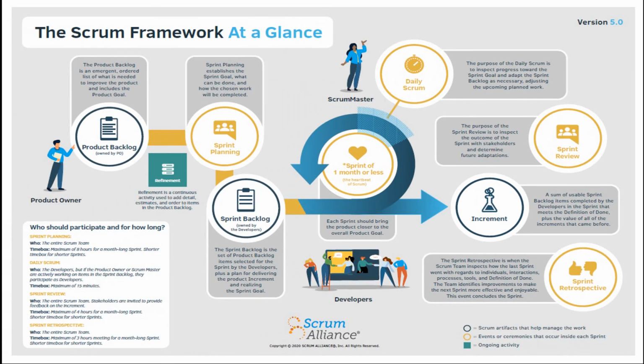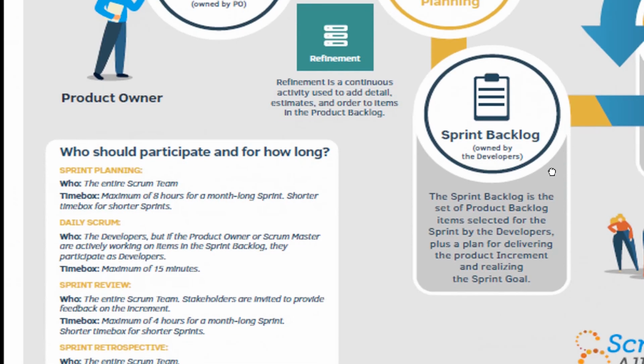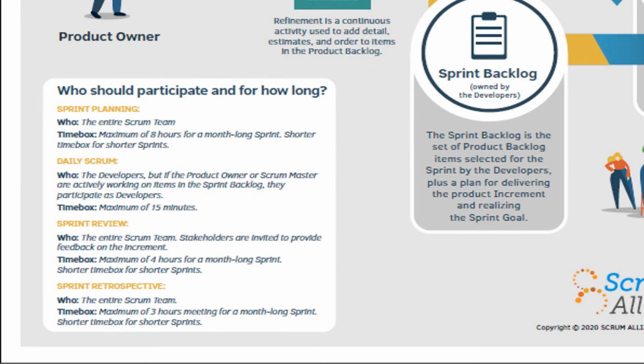Overall, the complete framework is presented to you very nicely as the picture here, and I'm sure you enjoyed this. And who should participate and for how long is the next question that we need to answer. Sprint planning is a responsibility of the entire Scrum team, and maximum of 8 hours is the time frame that you can spend for a month-long sprint. Daily Scrum, the developers, but if the product owner or the Scrum Master are actively working on items in the sprint backlog, they can participate as well as developers. Maximum 15 minutes a day, fix up a time, and we can follow that time frame perfectly.